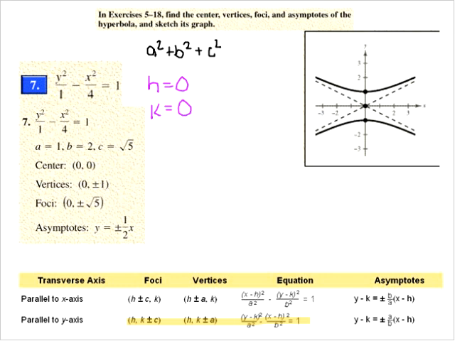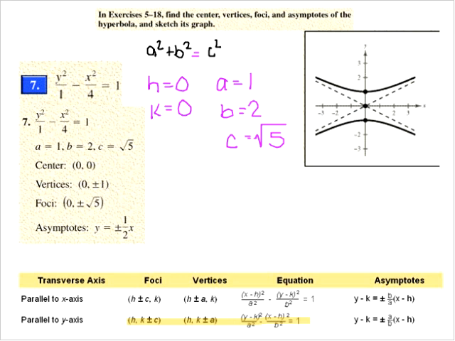Then to find a, b, and c, we're going to use the information right here. I know that a squared is 1, so a equals 1. b squared is 4, so b equals 2. And then we're going to use the Pythagorean theorem here to find c. That should be an equal sign, not a plus sign at the end. So a squared is 1, b squared is 4, 1 plus 4 is 5. So c is the square root of 5.